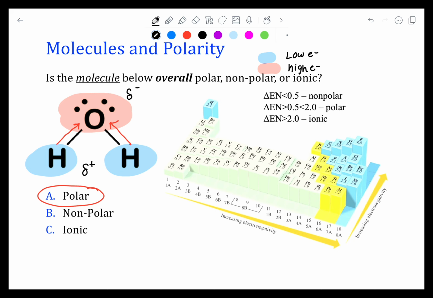So if I have an area of partial positive and partial negative, that means that we have an overall polar molecule. Also, if you think about it from symmetry, there's only one line of symmetry there, and those arrows don't necessarily cancel out. I can't draw a line of symmetry there, or there, so this molecule is not very symmetric, meaning that it's going to be polar.